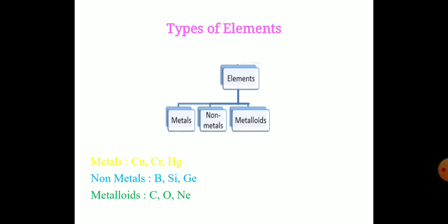A few examples I have placed here. For metals, the examples are copper, chromium, mercury. For non-metals, the examples are boron, silicon, germanium and so on. Then for metalloids, I have placed carbon, oxygen, neon and so on. So these are the examples for metals, metalloids and non-metals. Students, in the classification of matter we have completed only elements. Then compound, mixture, and the remaining we'll discuss in the coming videos.